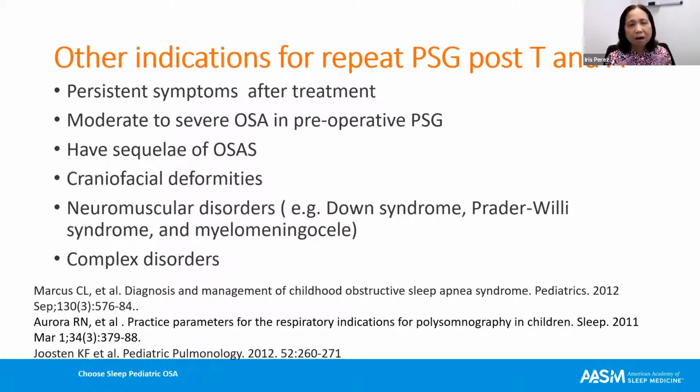Other causes of persistent OSA and need for repeat PSG post-adenotonsillectomy include those children with persistent symptoms after treatment, those with moderate to severe OSA in the preoperative PSG, those with sequelae of OSAS, those with craniofacial deformities, those with neuromuscular disorders, and those with other more complex disorders.